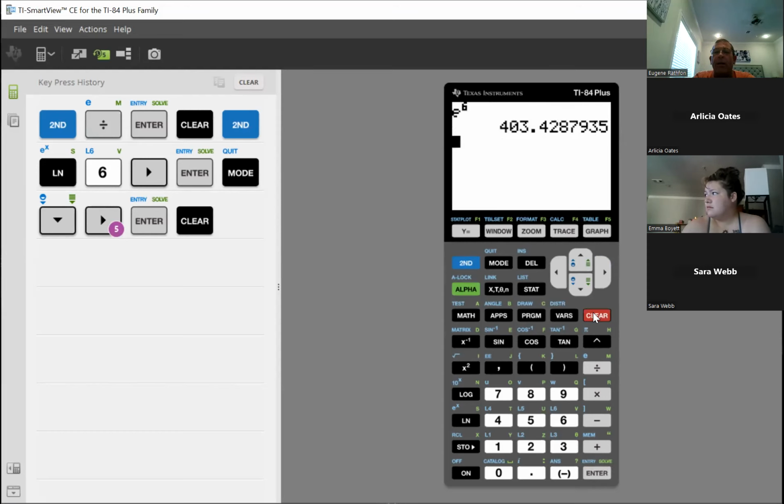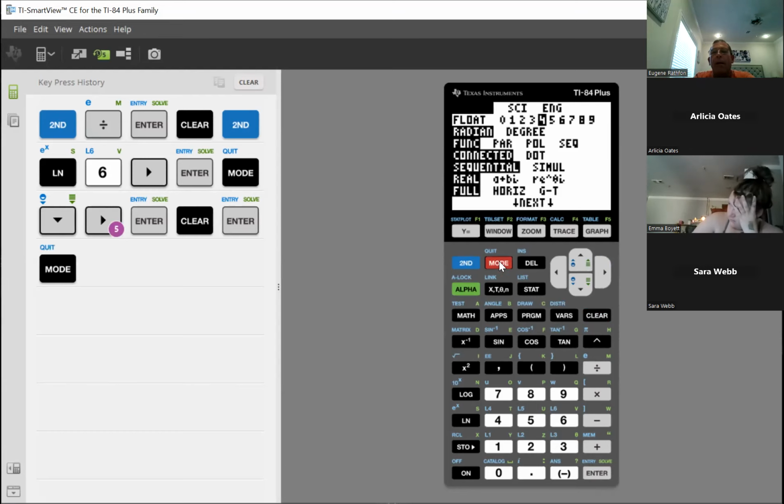So y'all watch when I hit clear, and I'm going to hit enter on that answer. And there's that 403.4288. Okay. So if you want the calculator to help you, just go to mode and go down where it was on float and put it on 4. Now I'm going to put mine back on float, and then I'm going to quit the screen.